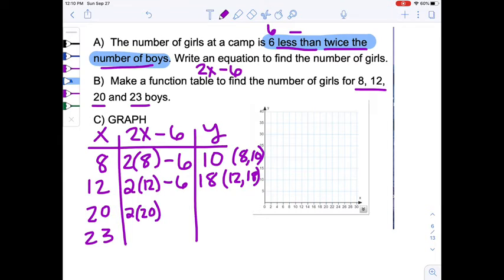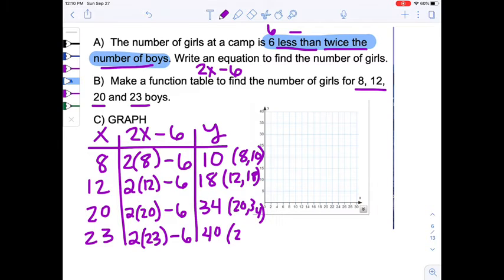Then I can plug in 20. 2 times 20 is 40. Minus 6 is 34. So when there's 20 boys, there's 34 girls. And then lastly, 23. 2 times 23 is going to give me 46. Minus 6 is 40. So when there's 23 boys, there is 40 girls.